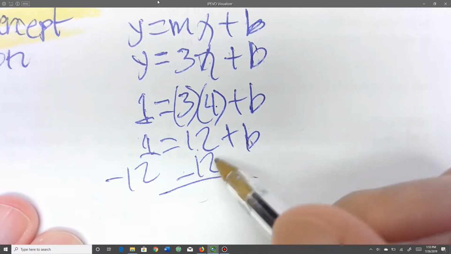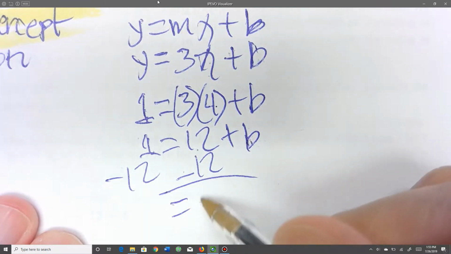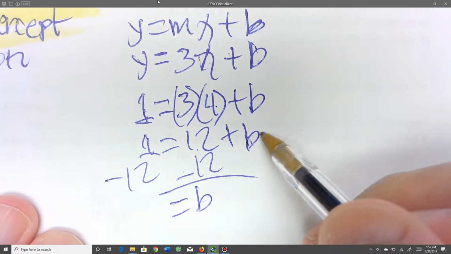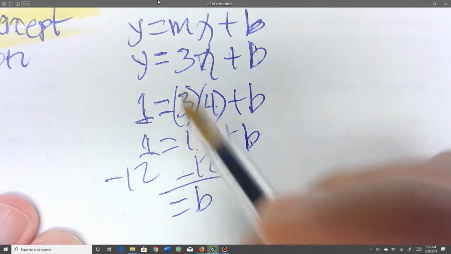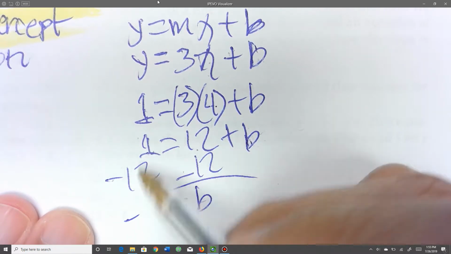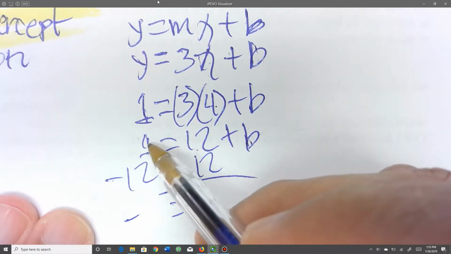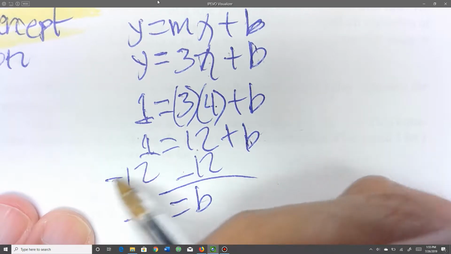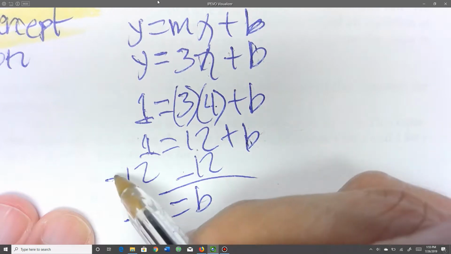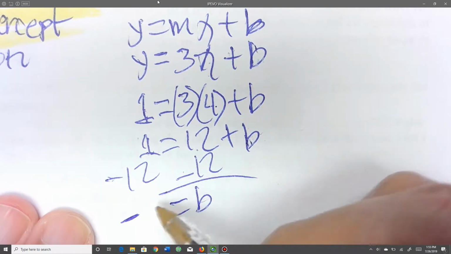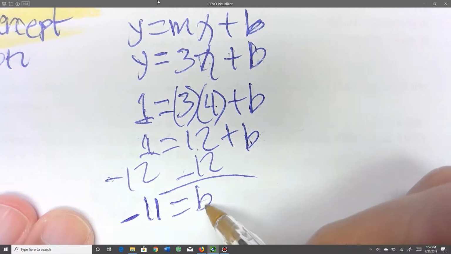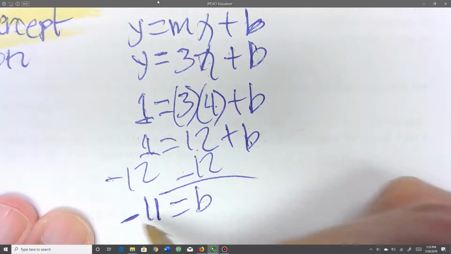12 minus 12 is 0. 0 plus b is just b. So I rewrite my equal sign and my b, I just brought it down. Then 1 minus 12 is basically a subtraction. 12 minus 1 is 11, and the larger number is the 12, which is negative, so we keep that sign. So a negative 11. So b equals negative 11.